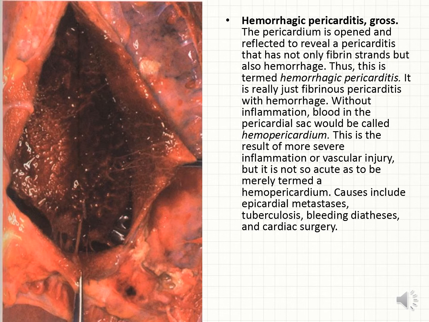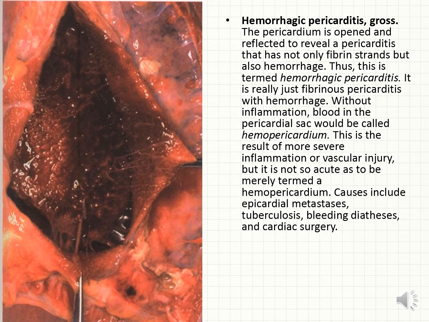Thus, this is termed as hemorrhagic pericarditis. It is really just fibrinous pericarditis with hemorrhage. Without inflammation, blood in the pericardial sac would be called hemopericardium. But this is the result of more severe inflammation or vascular injury. So when we see hemorrhagic inflammation, it means that it is quite severe inflammation, quite severe vascular injury by bacterial toxin, for example.